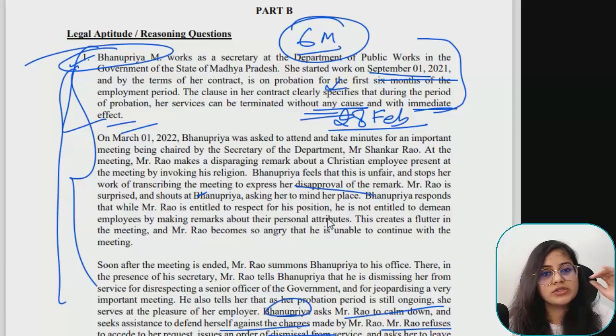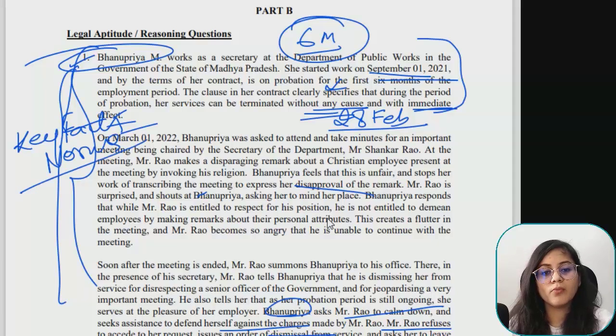First of all, always read the response guidelines. Sample paper 1 has those response guidelines. Just in case you haven't read them until now, although I've discussed them many times, they say that you have to identify key facts and key norms. Norms is the law. Key facts, key norms, and then you have to give your reasoning.